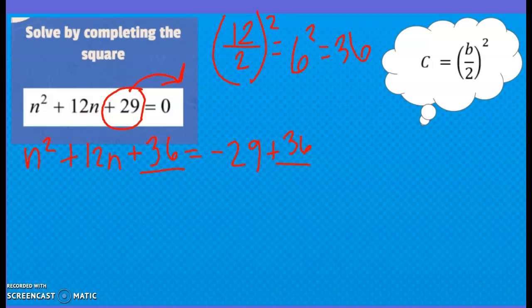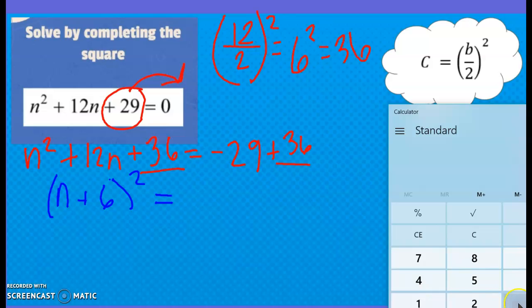Then I'm going to factor the left-hand side since we made it a perfect square trinomial. It's a lot easier to factor. N times n gives me n squared, and 6 times 6 gives me 36. On the right-hand side, I'm going to just simplify. So negative 29 plus 36 is 7.